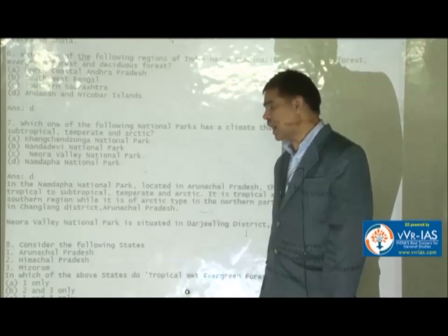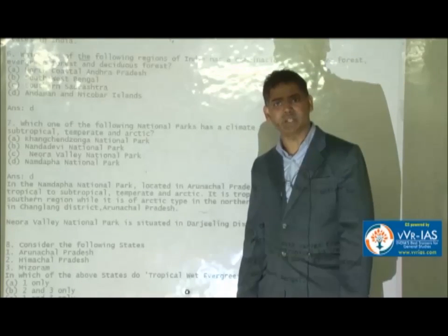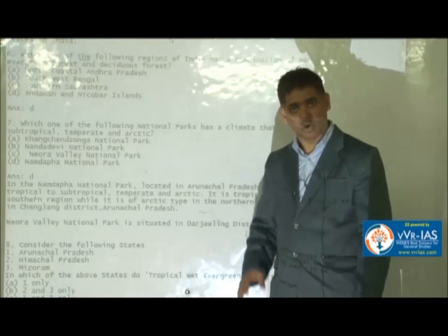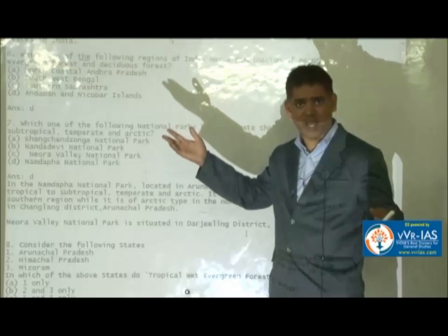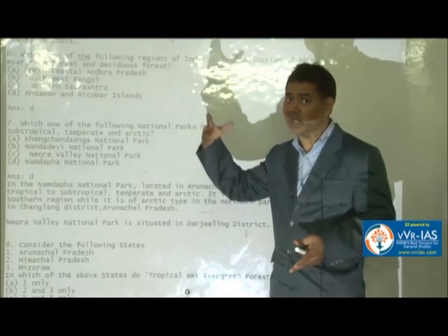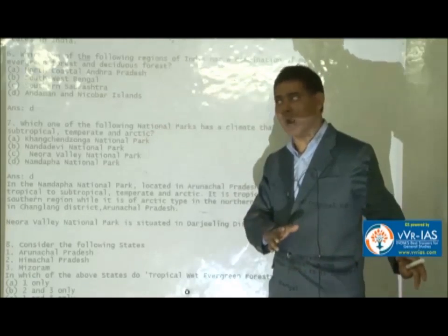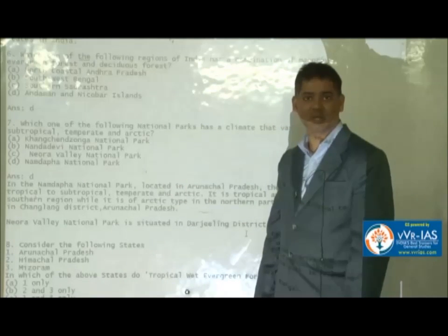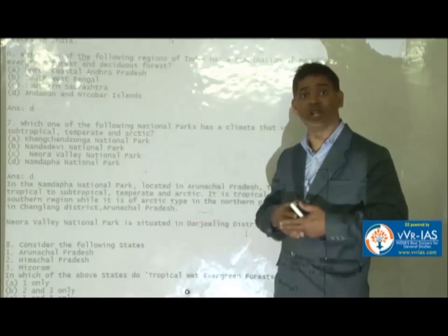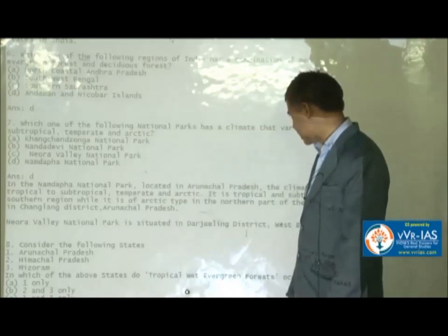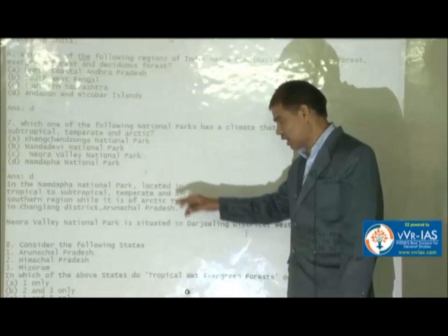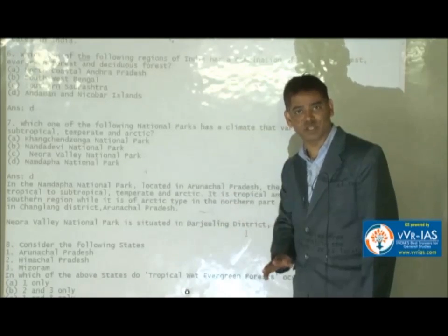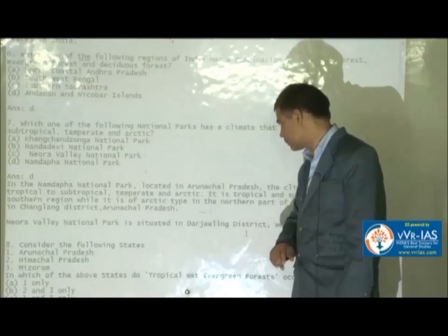Now you go to Namdapha National Park. Namdapha National Park is located in the lower part of Arunachal Pradesh. So the northern part of Namdapha National Park would be having an Arctic kind of climate, and the southern part will be having a tropical, subtropical kind of climate, but not always, only in the summer time. Namdapha National Park I have already covered in the list of 75 national parks which I have shown you already.